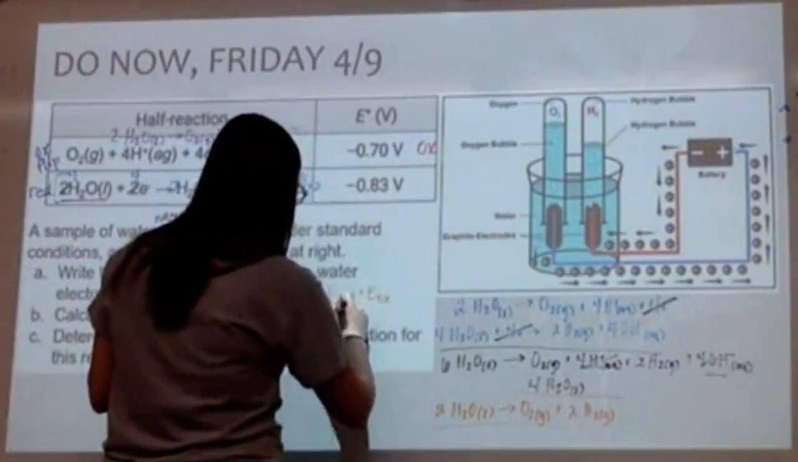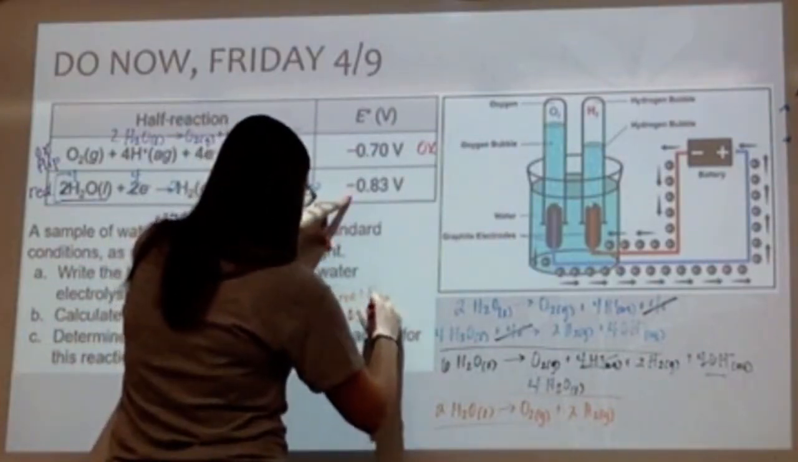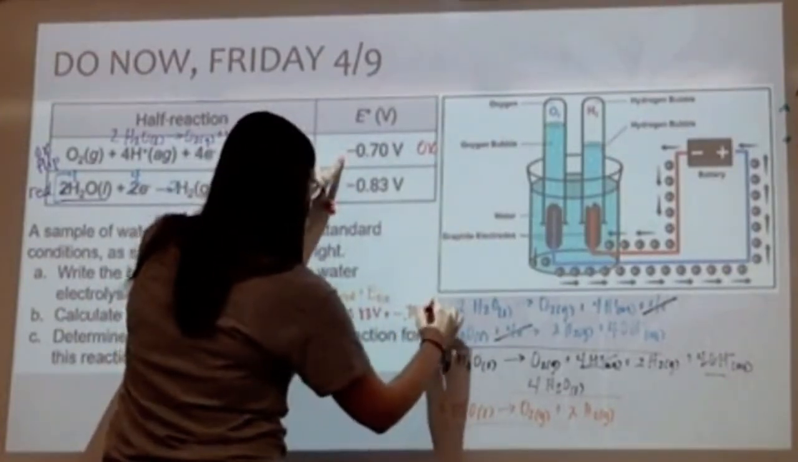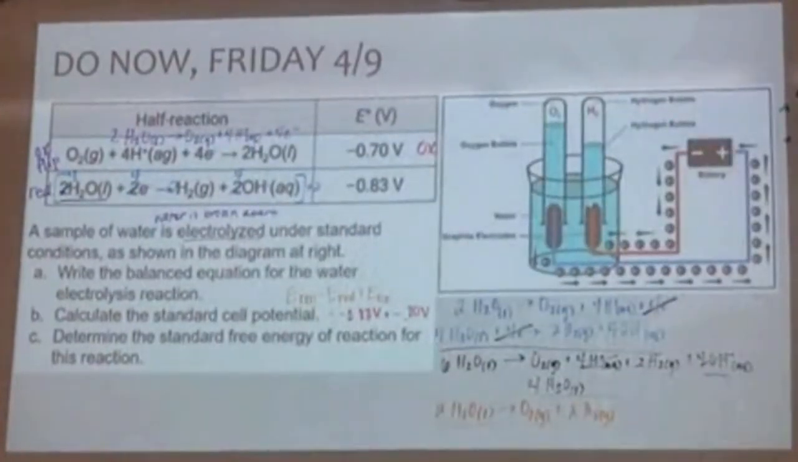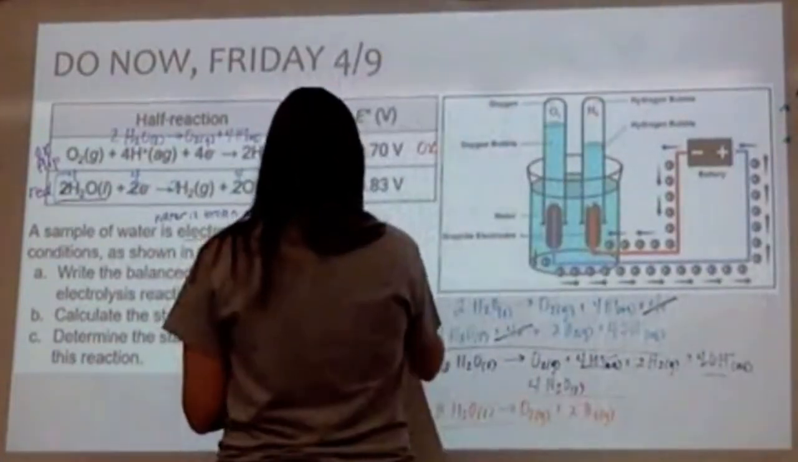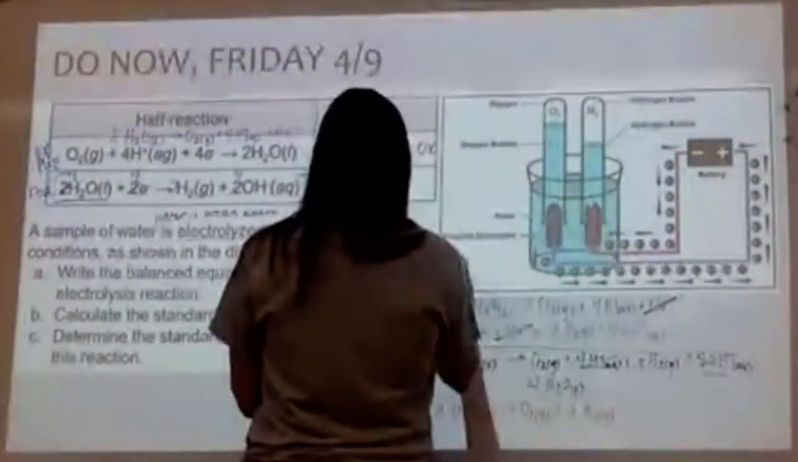So that means that cell potential will be negative 0.83 volts plus negative 0.70 volts. The reduction half reaction was negative 0.83. The oxidation was negative 0.7. Right up here, box it. E naught cell is negative 1.53 volts.